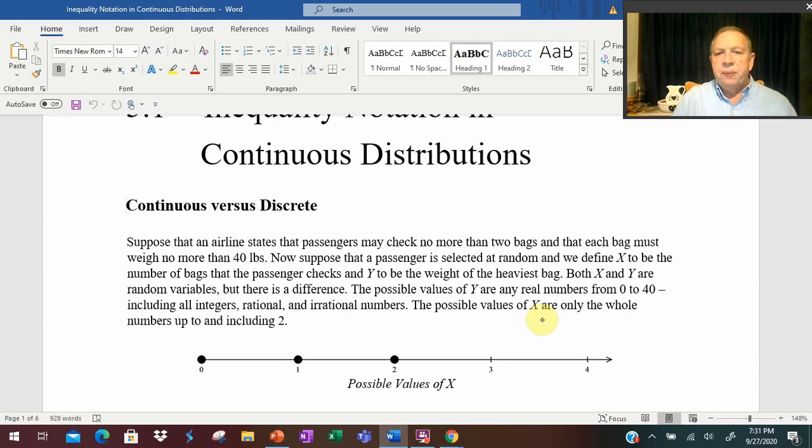The possible values of x are only the whole numbers up to and including 2. So you can have no more than 2: the 2, the 1, and the 0, and only those particular values. They've represented them by filled-in dots here, so these dots are filled in.